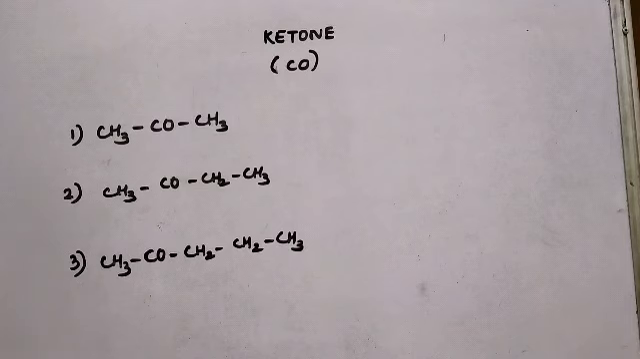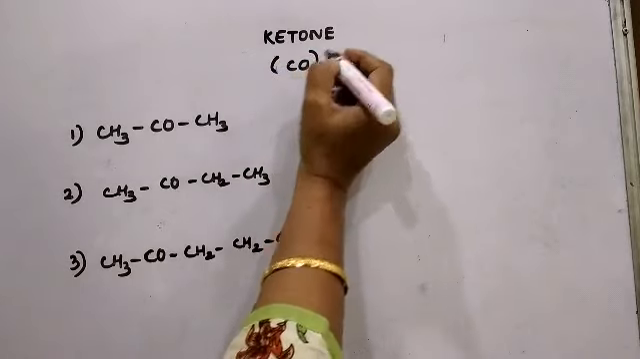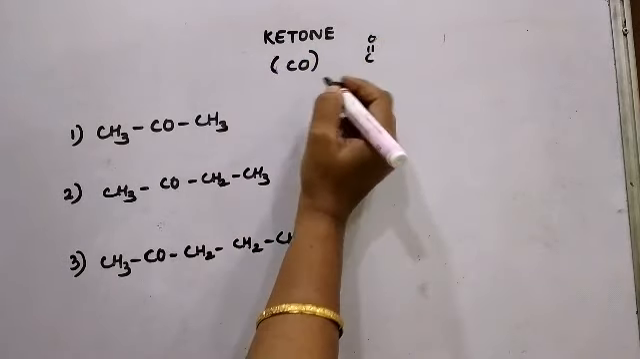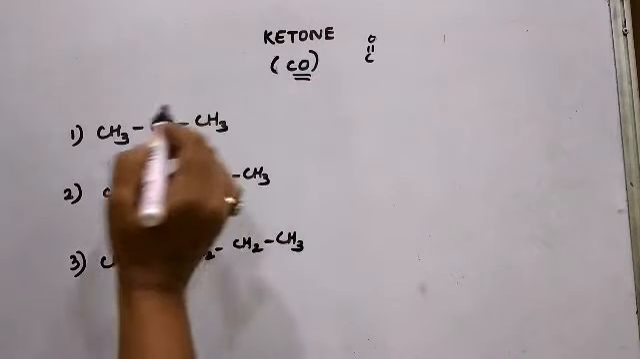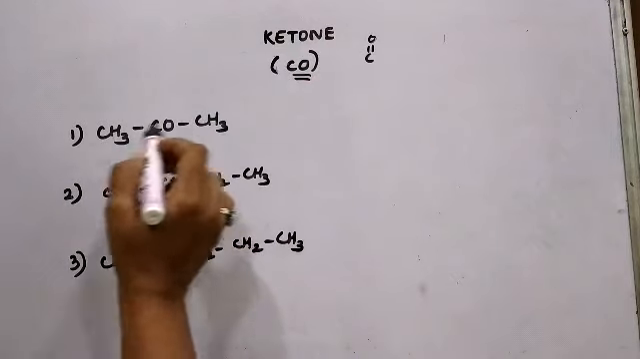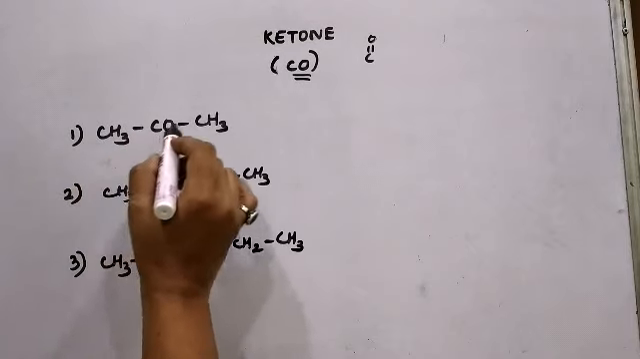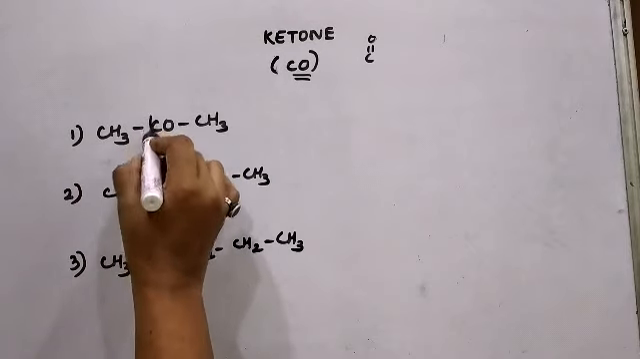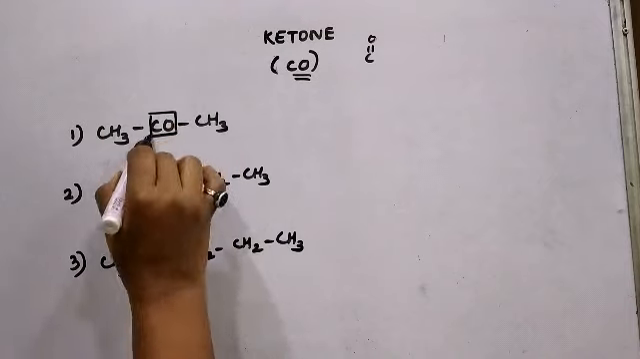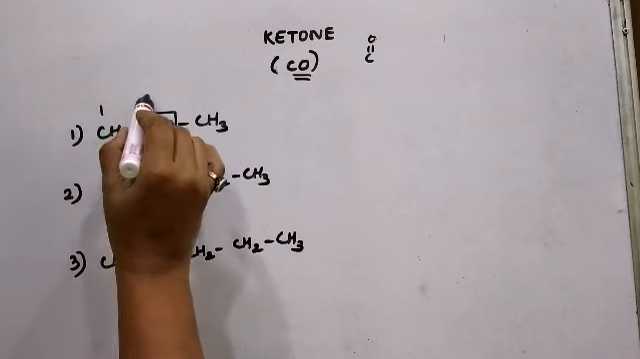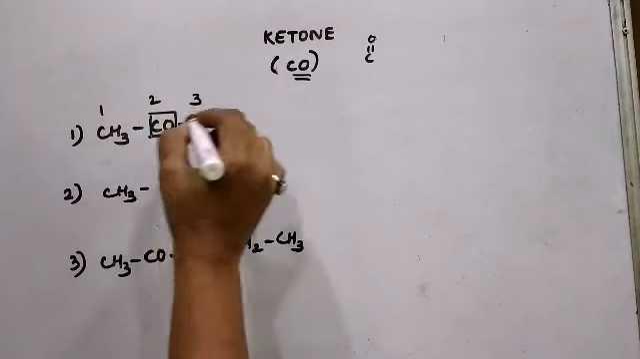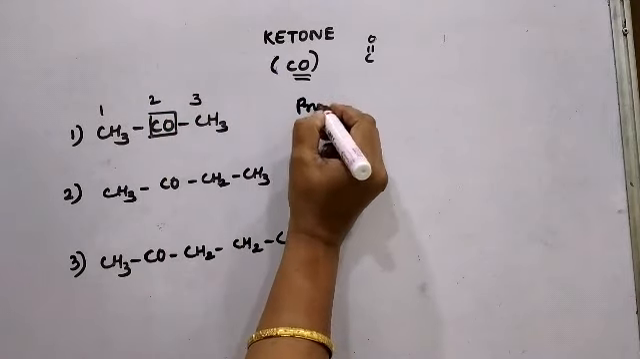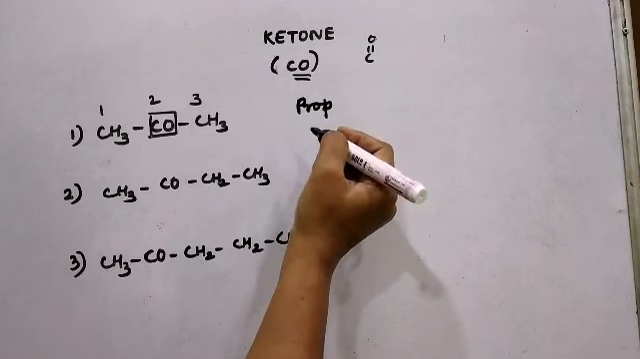Let us see how to name the ketones. The functional group ketone is denoted as CO, or it is C double bond O, but normally in the structural formula you will find the formula of ketone as CO. Like for example, in this structural formula CH3COCH3, this is the functional group. So this is a ketone group. Now you will find that there are 3 carbon atoms which are present in the straight chain. Therefore, the root word will be propan.